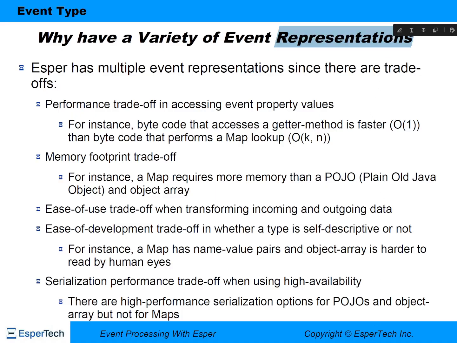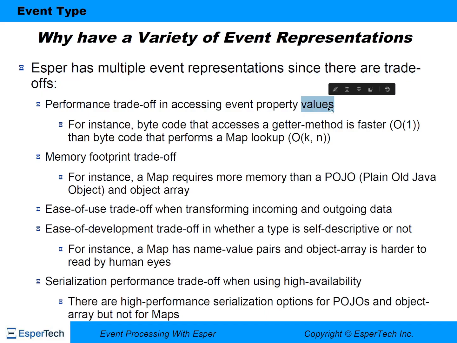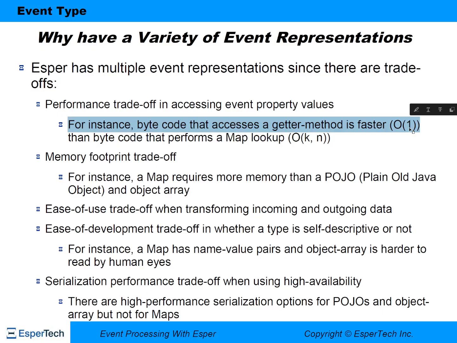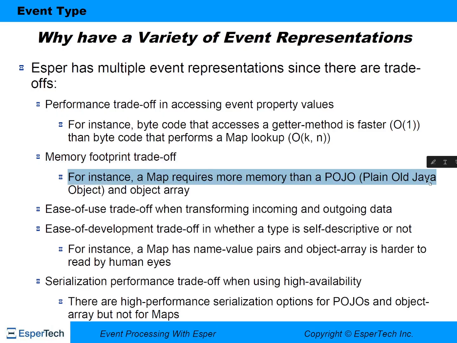This slide explains the reason why there is a variety of event representations. Esper has multiple event representations since there are trade-offs. There is a performance trade-off in accessing event property values. For instance, bytecode that accesses a getter method is faster than bytecode that performs a map lookup. There is a trade-off in memory footprint. For instance, a map requires more memory than a POJO, plain old Java object, and object array.